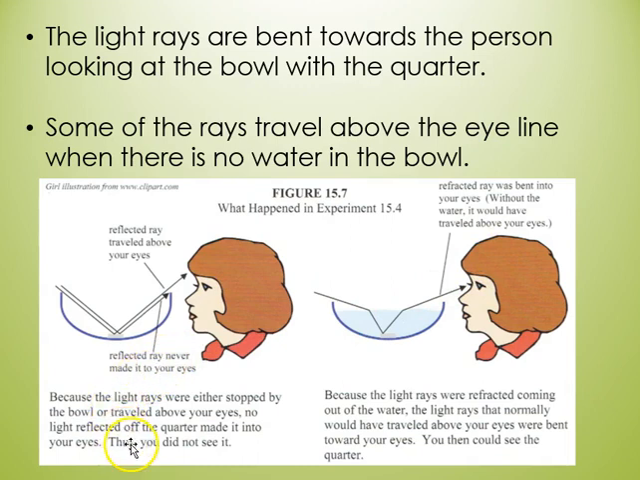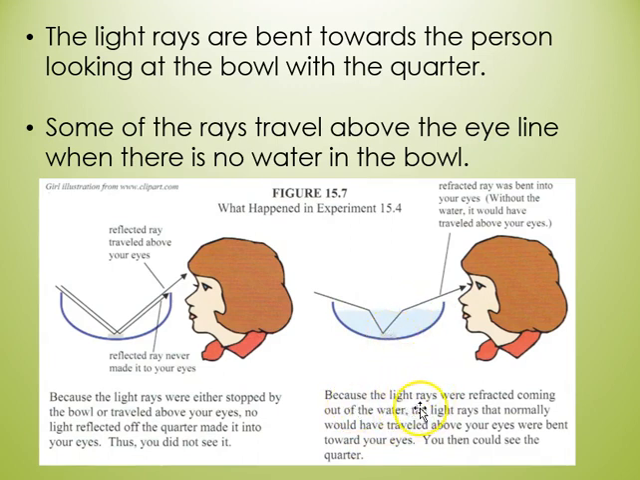Because the light rays were either stopped by the bowl or traveled above your eyes, no light reflected off the quarter made it into your eyes, so you don't see it. However, in the second part, with more water, you can see there's more water in the bowl. Now there's more surface to reflect off of.